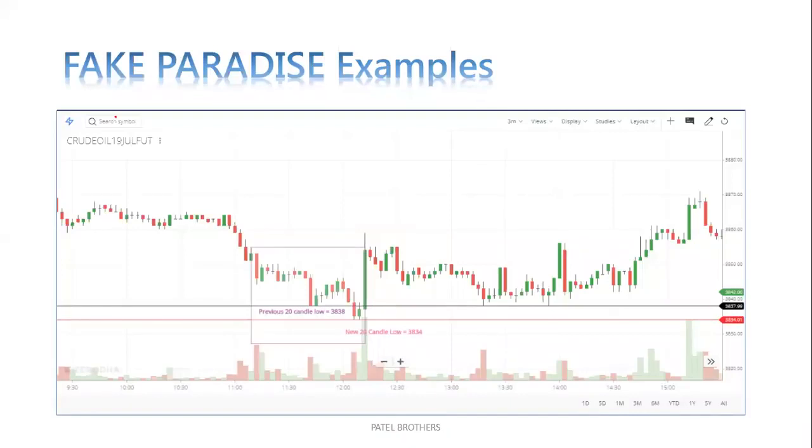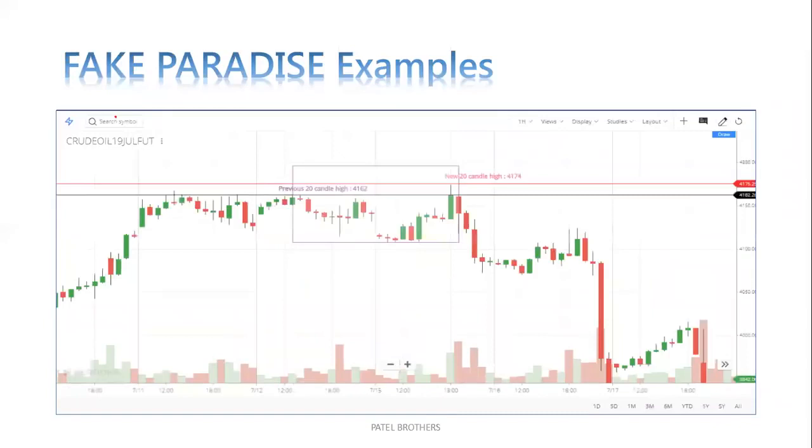I'll show in the live market how it is working. It is working in any time frame. This crude is working best in the hourly time frame. Dimesh bhai used to trade on the hourly time frame only. I trade any time frame: 3 minutes, 5 minutes, 15 minutes, hourly, any time frame.